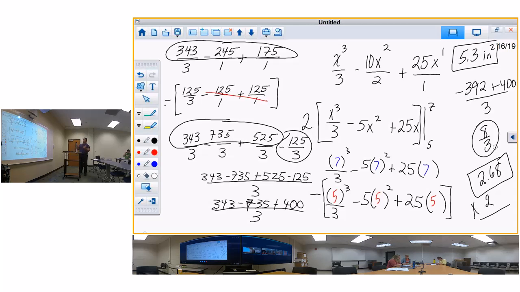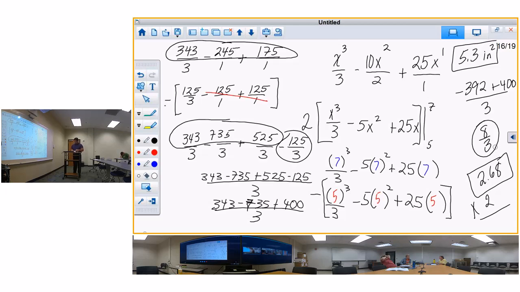The math is tedious. The math is 20% of the problem. Algebra is 70% of the problem. And 10% of the problem is actually taking the what? The antiderivative. So, you need to be able to do these things. Okay? All right, let's try another.